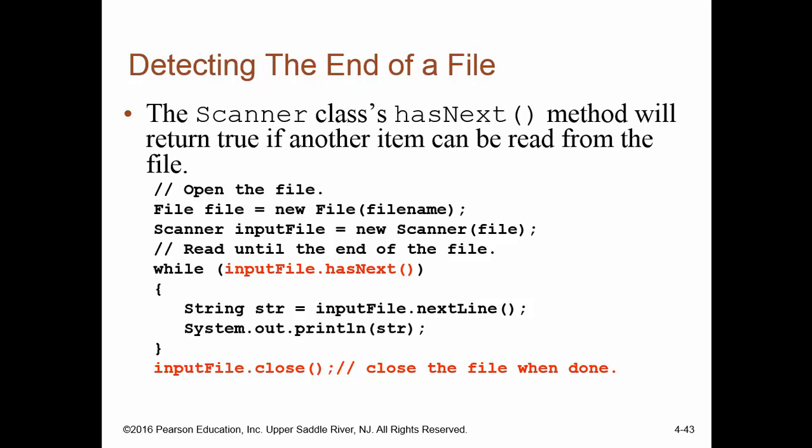All right. This right here talks about how the scanner has a has-next method. This is also called a PEEK, P-E-E-K method, because it looks at the next record and it says as long as there's something there, keep going. But when it finds an end of file marker, stop.